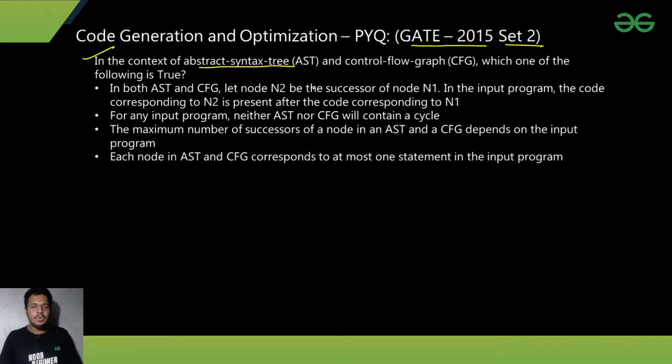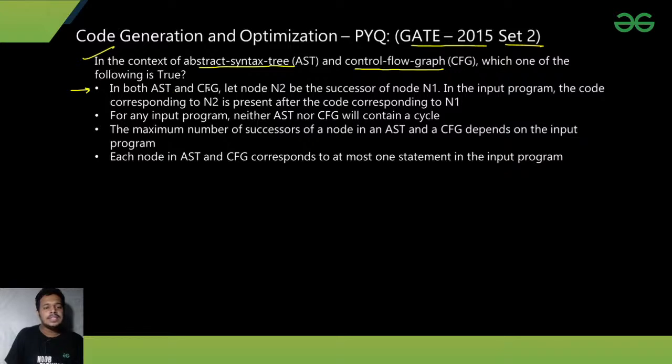Syntax tree, you know that it is a parse tree which is taking all the syntaxes. It's a parse tree with all the syntaxes, and it is abstract. Abstract means basically we cannot see the data, whatever is inside the tree. So this is just the abstract syntax tree and control flow graph. Which one of the following is true? So firstly, let's check option 1.